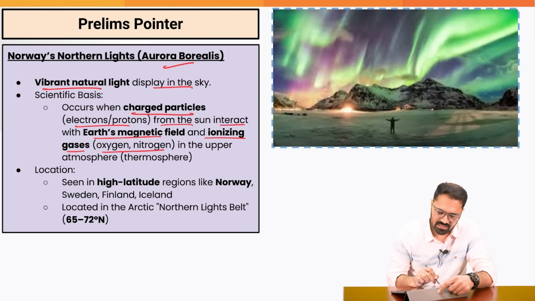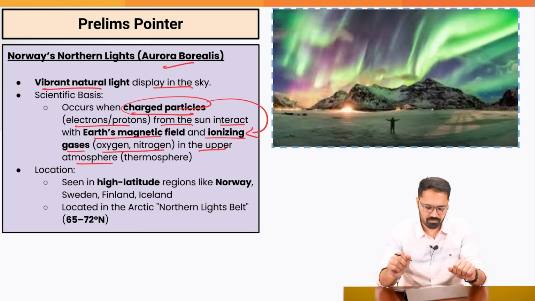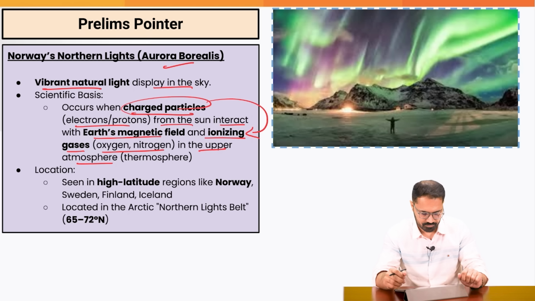And when these charged particles from the sun interact with the ionizing gases and the Earth's magnetic field in the upper atmosphere, they create these vibrant lights. Clear? So this is how these lights are created.